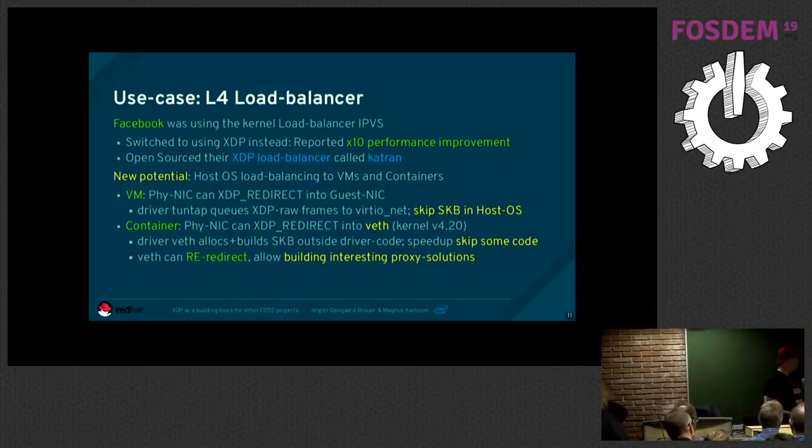Containers are a little bit more difficult to use XDP with, because containers really need this SKB structure allocated. But one interesting thing you can do is, from the physical NIC, redirect into a veth device, which is what the containers have. You need a fairly recent kernel version, but it got what you call native support. So it can bypass the network stack, and it is the veth that allocates and builds the SKB. There's a small performance optimization by skipping some code.